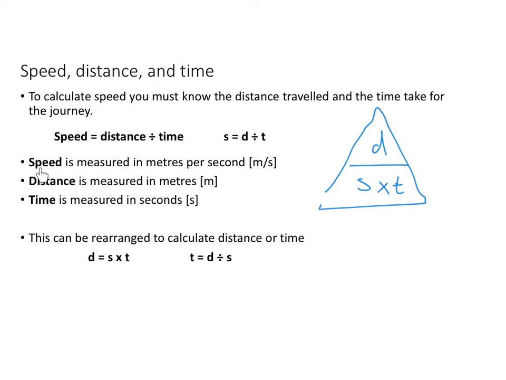Speed is measured in meters per second, so it's the distance divided by time. Distance is measured in meters, and time is measured in seconds. And there are our rearranged equations also.